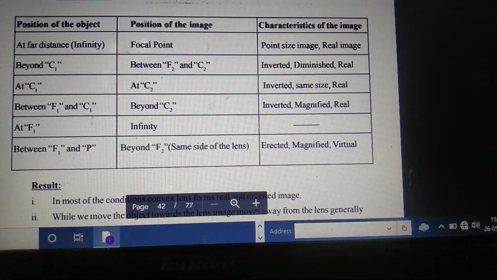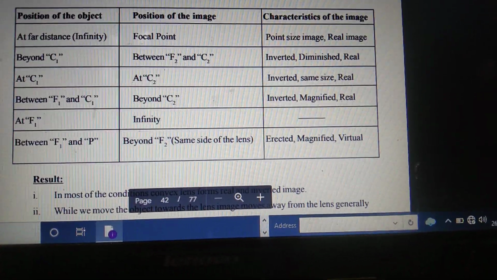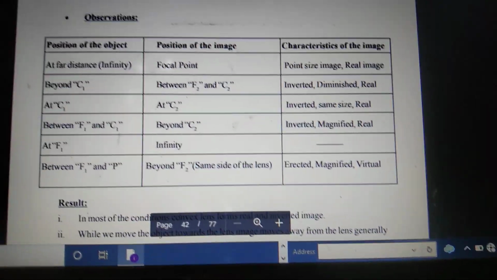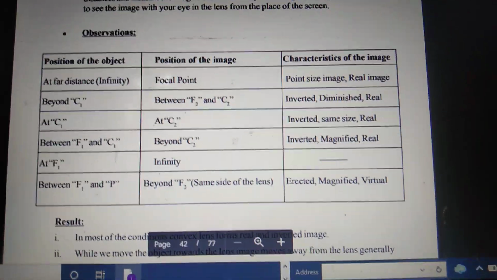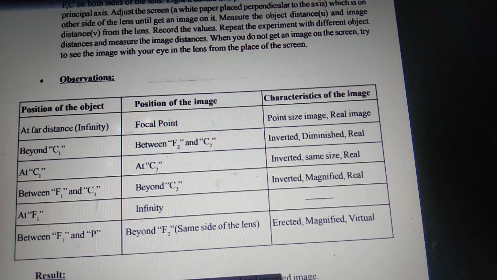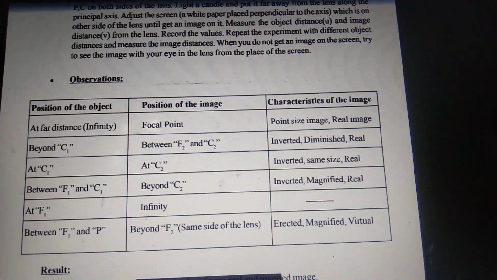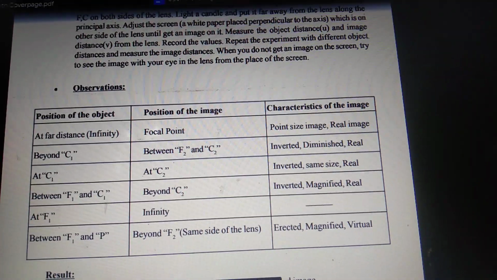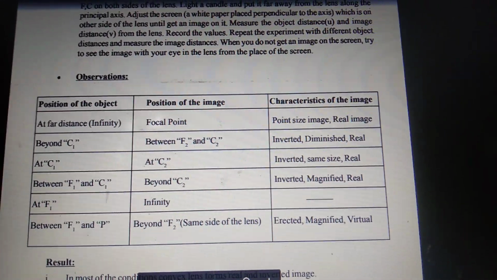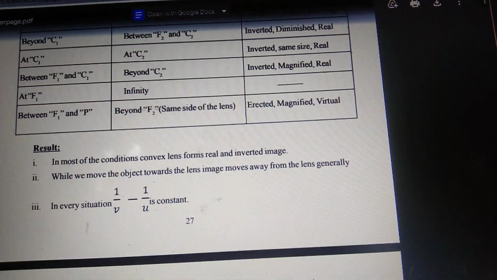At C1 you will get the image at C2, inverted, same size, real. Between F and C you will get the image beyond the center of curvature, inverted, magnified. If you place an object at focus, you will get the image at infinity. If you place an object between F1 and the optic center, you will get the image on the same side, erect, magnified and virtual.